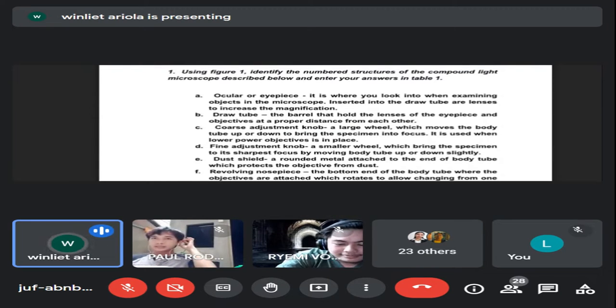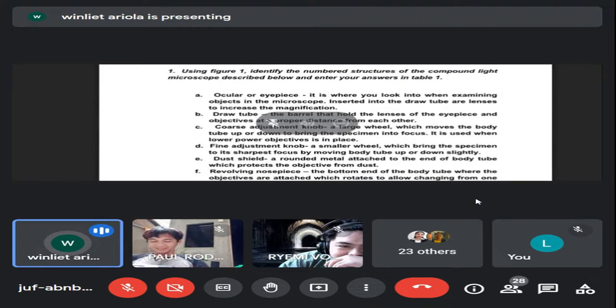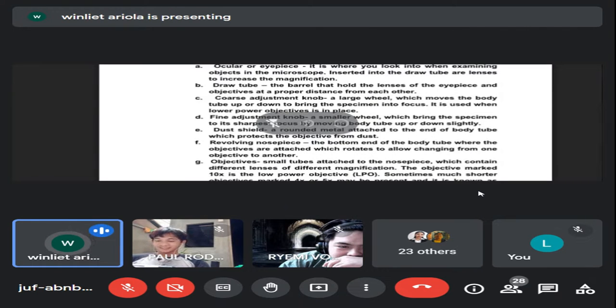Okay, so that is our ocular or eyepiece. So usually 10 times ang magnification nito, but if you remember during your activity, nagbigay ako ng table kung saan naglagay ako ng iba't ibang numbers. So that is not naman talaga totoo kasi 10 times talaga ang ocular or ang eyepiece. So ginawa ko lang yun just to see if you understand how to get the total magnification. So next one is we have the draw tube.